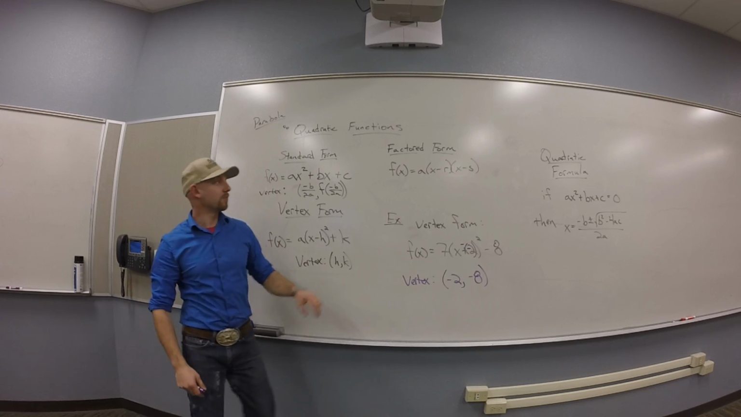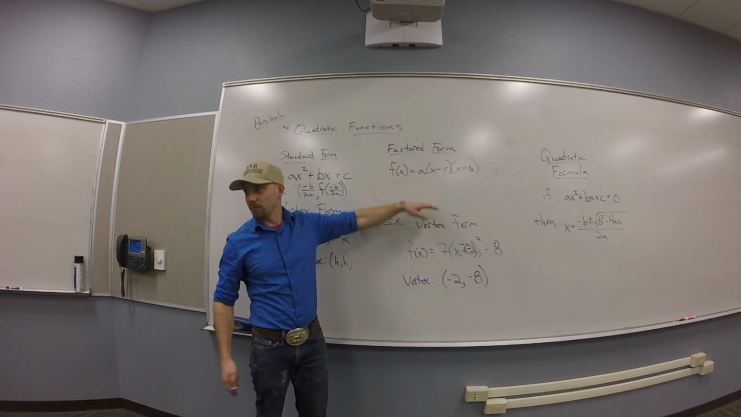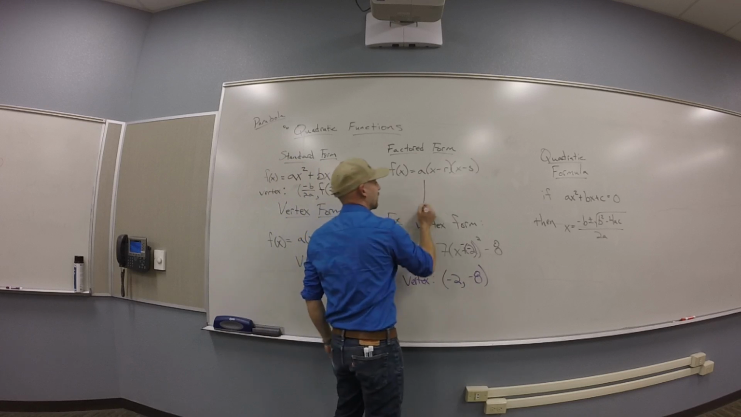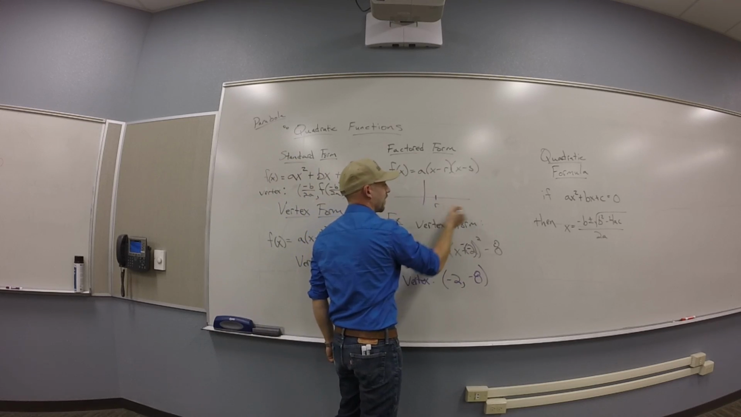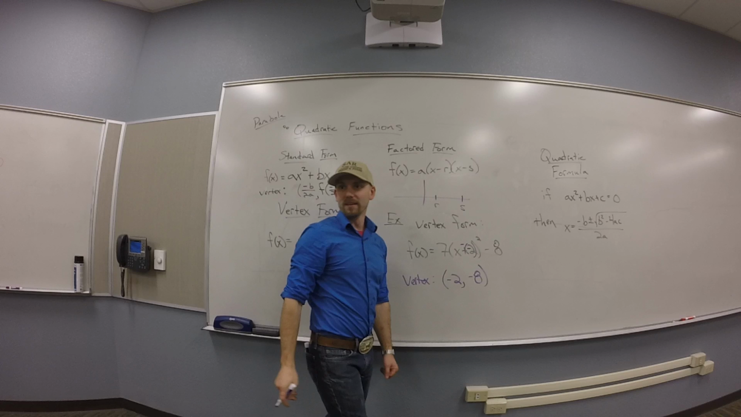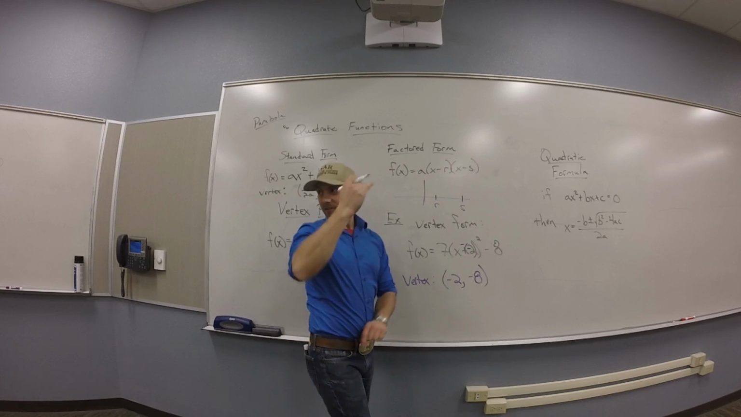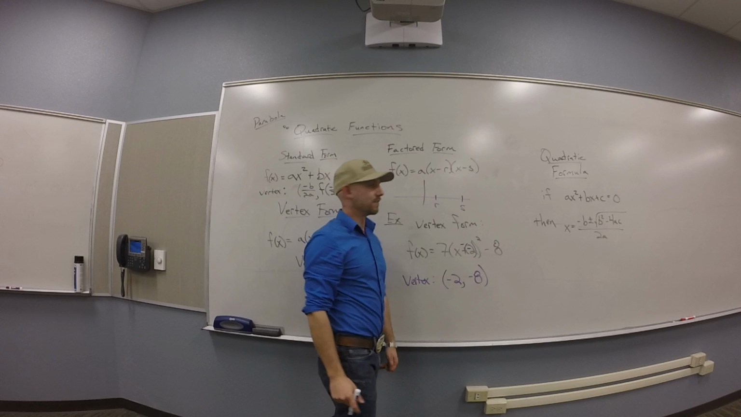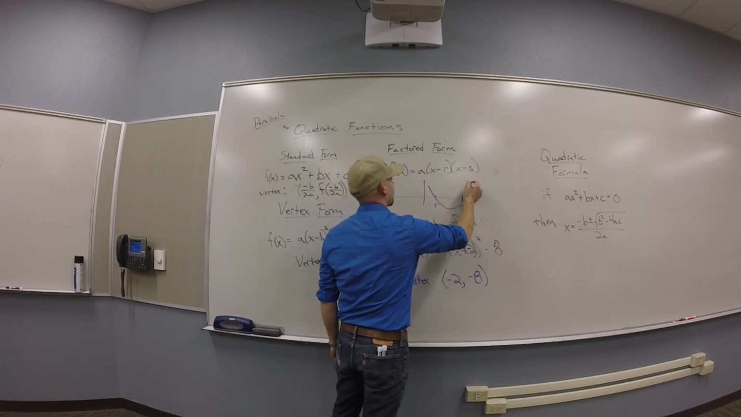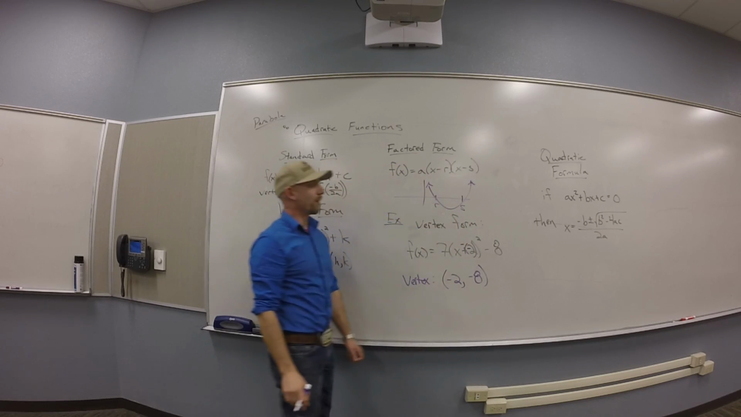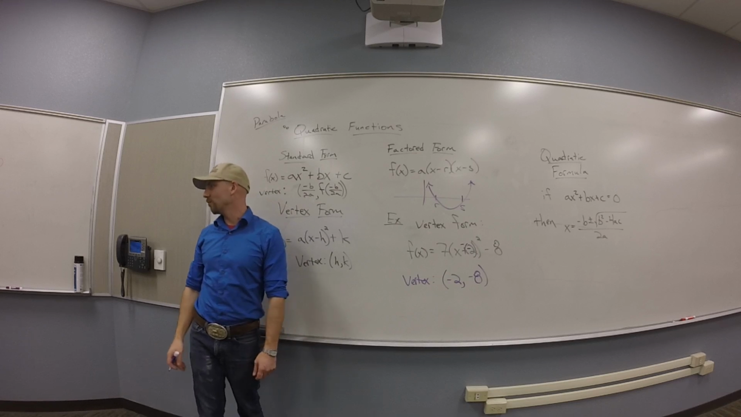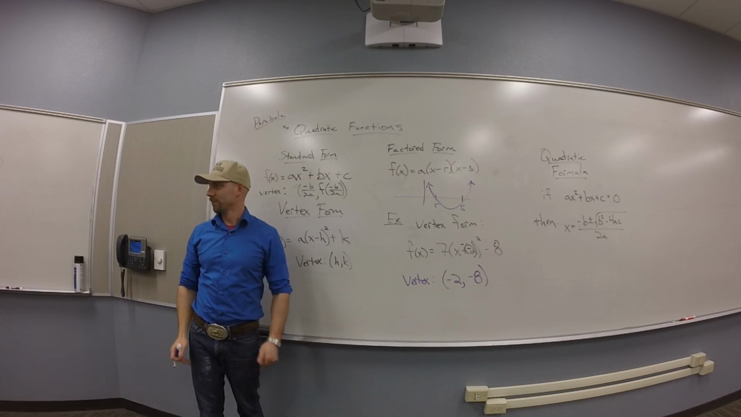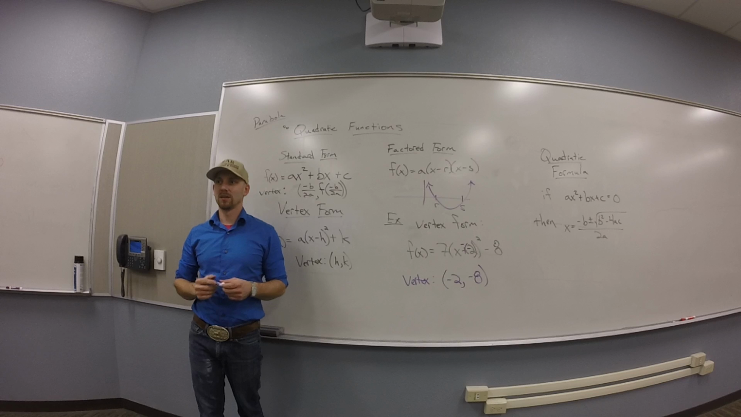What they do well is pictures. Factored form does pictures super well, because I know it crosses at r and s, and it's stretched by a factor of a, so just go up a between. I don't know that it went through 1, but we could figure out where it went through. You guys see that?